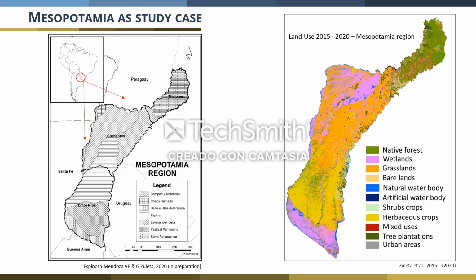shows you the Mesopotamia region, which is located in the northeast of Argentina in South America. It comprises 3 provinces and 7 ecoregions, an area of around 20 million hectares. And at the right of your screen, you can see the land use map dated 2015, and currently we are working on updating this map. So we hope that we will present it next year at another congress.